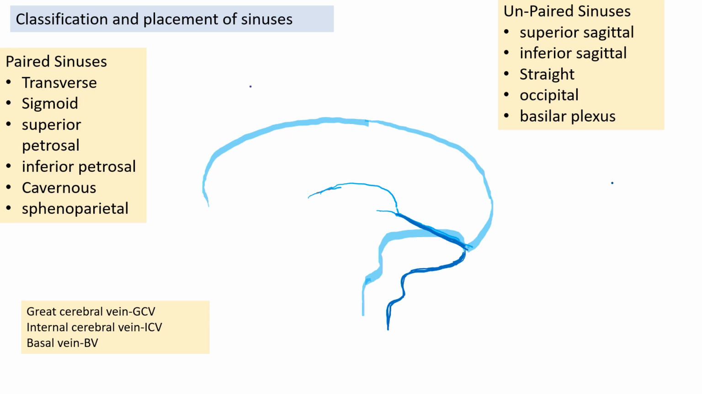Then on each side of the midline we have the cavernous sinus, placed on both sides of the body of the sphenoid. Here we have the sphenoparietal sinus along the lesser wing of the sphenoid. Then the cavernous sinus communicates with the superior petrosal sinus and the inferior petrosal sinus. So this is the superior petrosal sinus, and here is the inferior petrosal sinus.